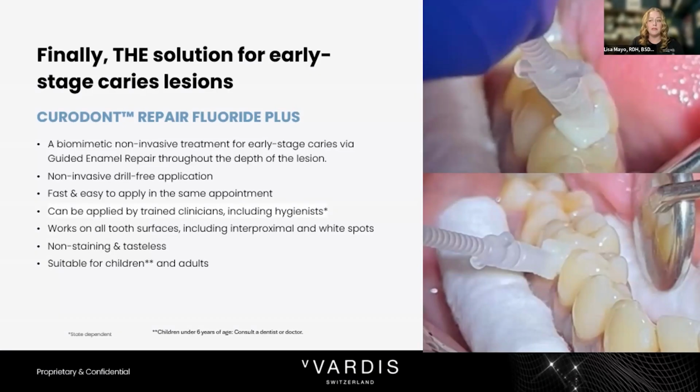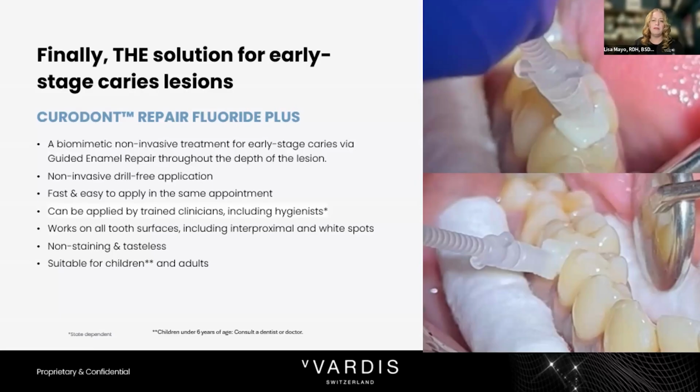Curodont Repair Fluoride Plus, for those who don't know, is a biomimetic solution, meaning it's a medicament that synthesizes a similar product by artificial mechanisms that mimic some sort of natural body process. In guided enamel repair, we're talking about synthesizing the building blocks of enamel.